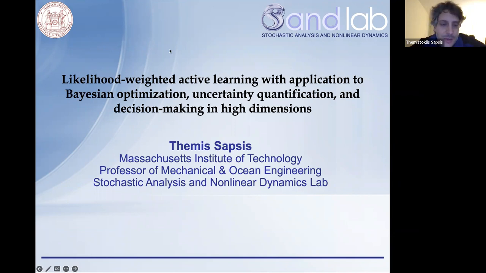So today I want to talk about some recent work we have done on likelihood weighted, we call it, on active learning. So active learning, I will get into the details, but the idea is that we have a very expensive, you can call it a box, like this can be a simulation or some type of experiment. And we want to find certain properties of this system, right? This could be the statistics of the system.